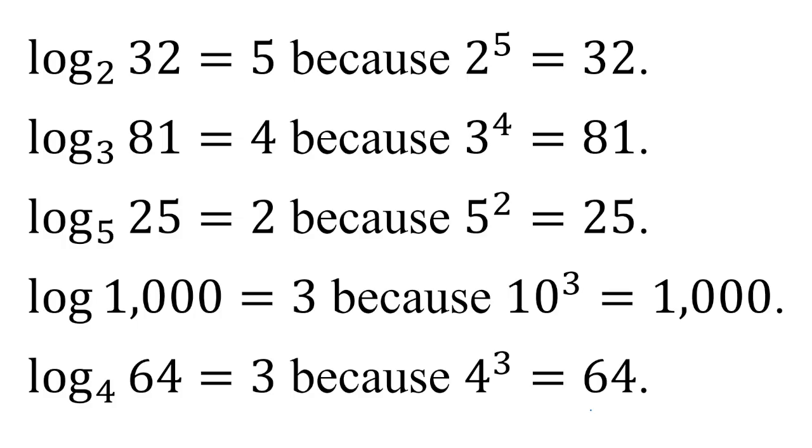Log base 2 of 32 is 5 because 2 to the 5th power is 32. Log base 3 of 81 is 4 because 3 to the 4th power is 81. Log base 5 of 25 is 2 because 5 to the 2nd power is 25. Log of 1000, which is the same as log base 10 of 1000, equals 3 because 10 to the 3rd power is 1000. Log base 4 of 64 is 3 because 4 to the 3rd power equals 64.